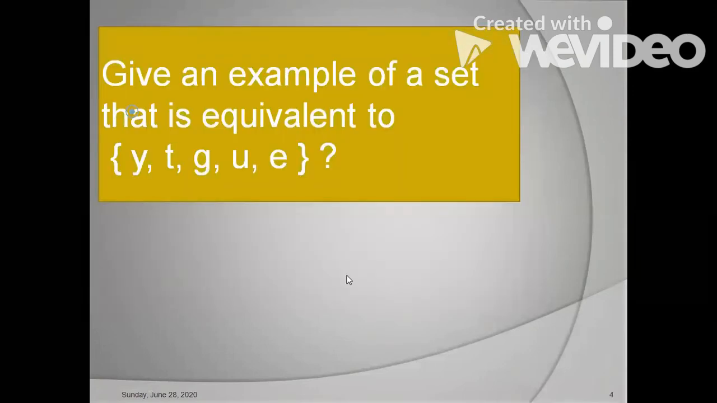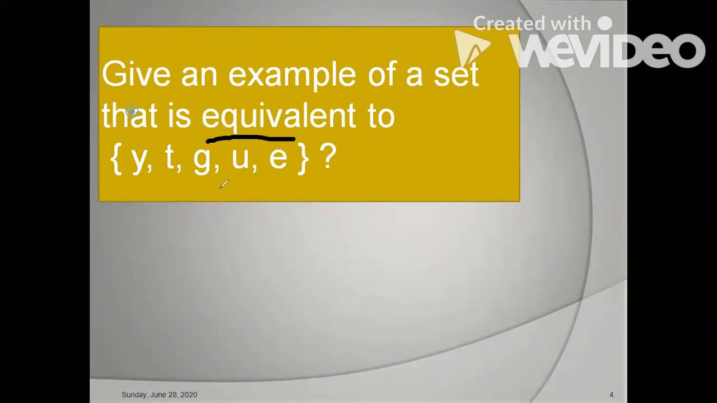Alright, so this one is pretty straightforward. It's not mathematical, it's just notes. It says, give an example of a set that is equivalent to this set here. So what you're probably going to ask yourself is, what is an equivalent set? Alright? So when you have two sets that have the same number of elements but not necessarily the same elements, then the two sets are equivalent.